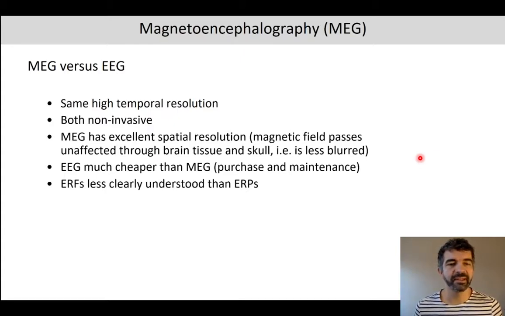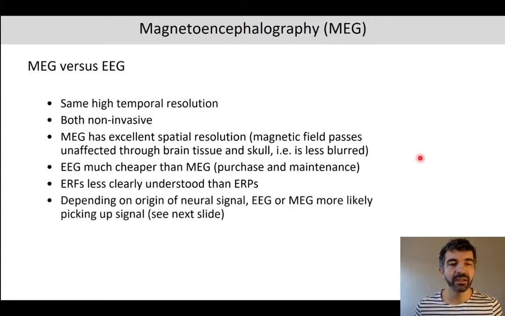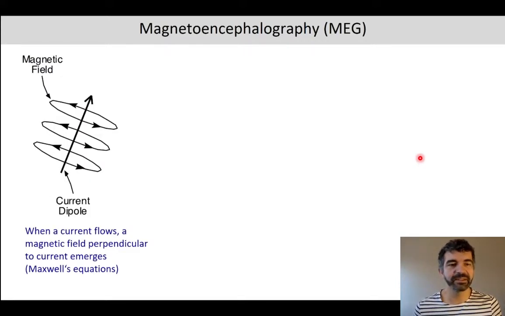ERFs are less clearly understood than ERPs. This is mostly due to much more experience with ERPs, so they are much better understood because there's just been so much more research on ERPs. So it's not a disadvantage per se, it's more due to the history of MEG. And then depending on the origin of the neural signal, it might be that EEG or MEG might be more likely picking up a signal. So this is explained here.